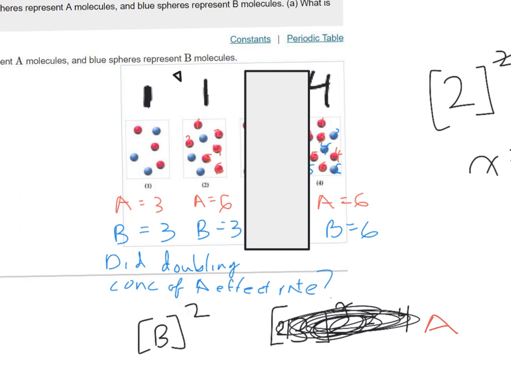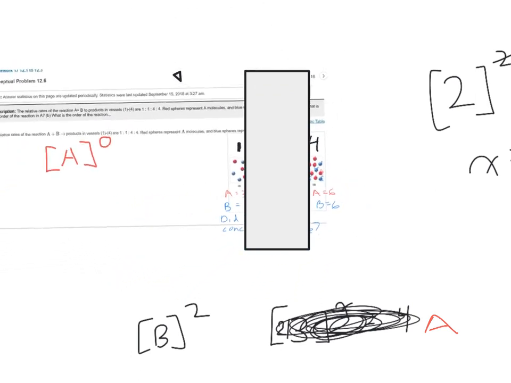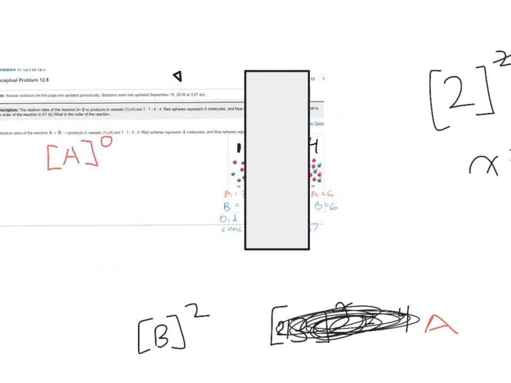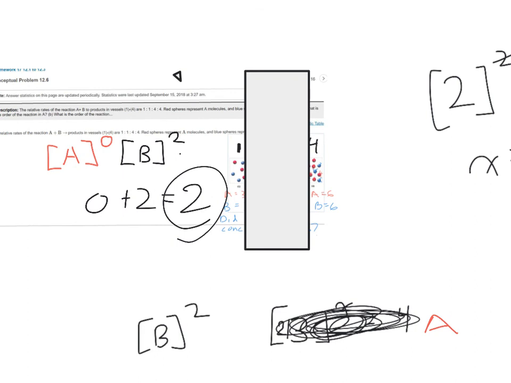So we have a reaction where we are second order in B, 0 order in A. So the overall order of the reaction would be 2. And that's what you're going to do with this type of problem. It's fun counting bubbles!